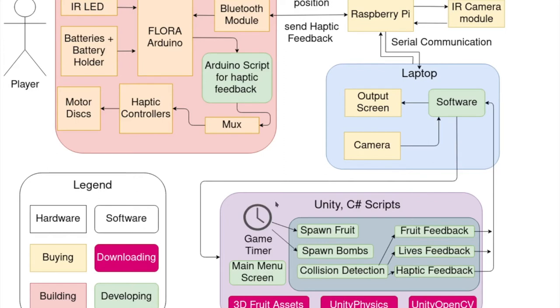Within Unity, there is a game clock that triggers events, and a cursor driven by the coordinates sent from the Pi uses collision detection in order to slice the fruits. On some of these events, such as slicing a fruit or slicing a bomb, haptic feedback signals are sent and triggered and go over the serial connection to the Pi and then over Bluetooth to the glove, which then triggers the motor discs like we just saw.